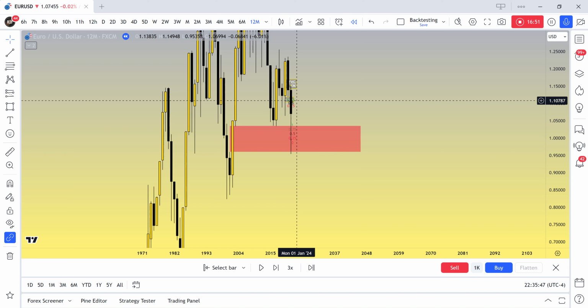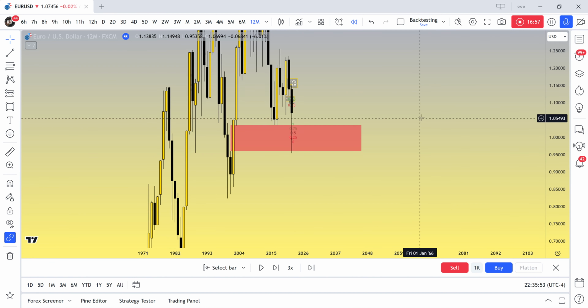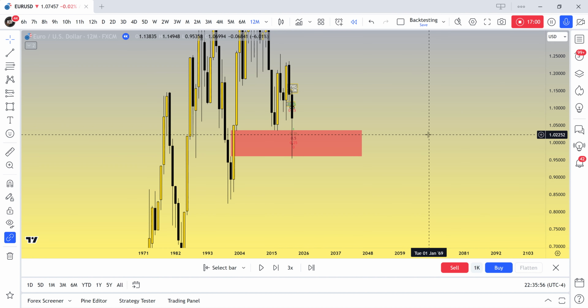And yeah, that's basically it, really. If you have any questions, do let me know. I'll try and do one of these every week on a different asset. And yeah, let's just see how much of a high probability, what type of win rate we can get.